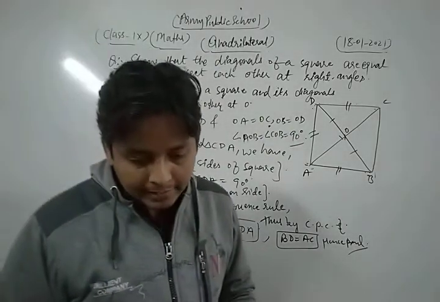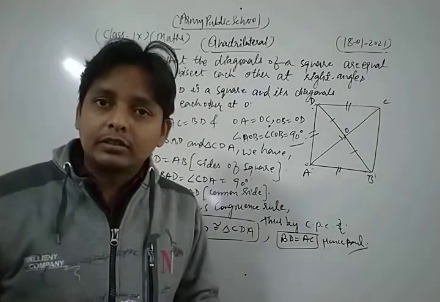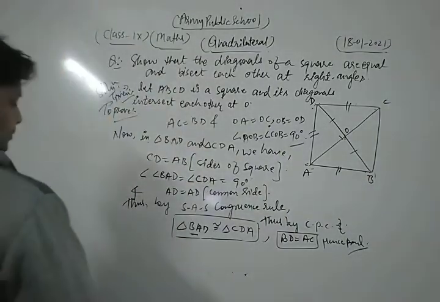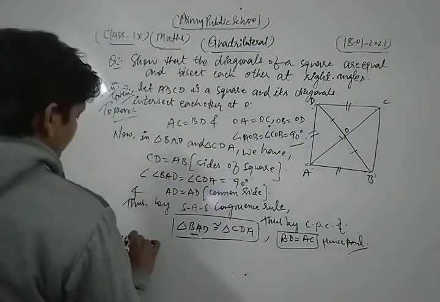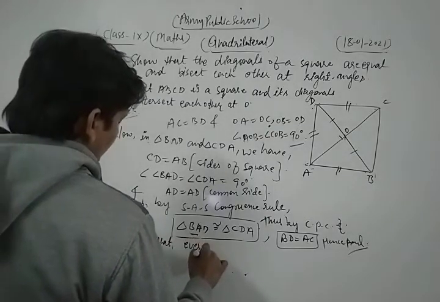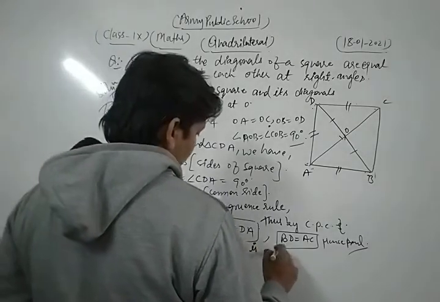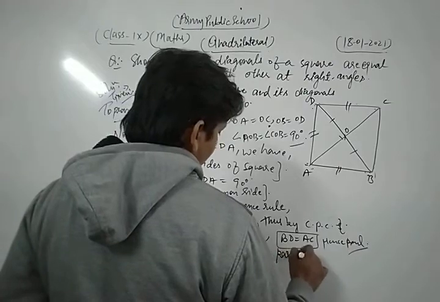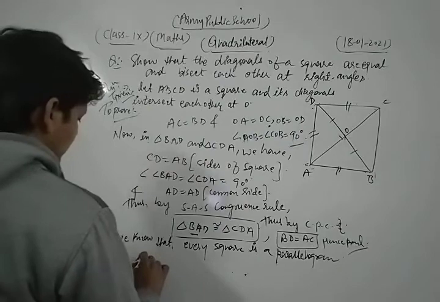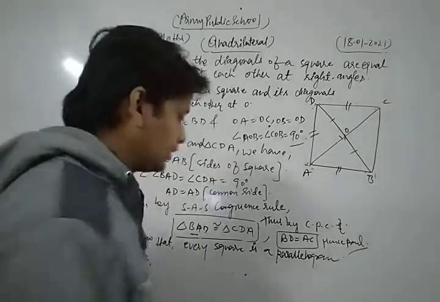But we also know, dear students, that every square is a parallelogram, and the diagonals of a parallelogram bisect each other. Since every square is a parallelogram, its diagonals bisect each other.